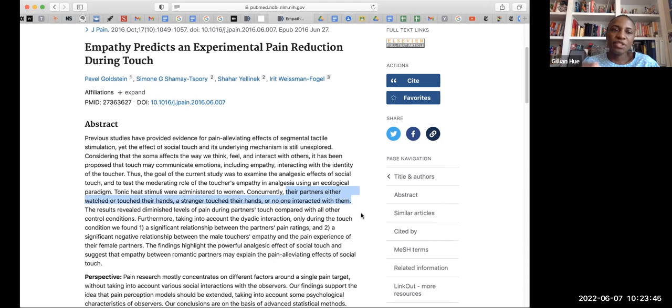And they compared it to when the partners touched their hands or when a stranger touched the hand or when no one interacted with them at all.